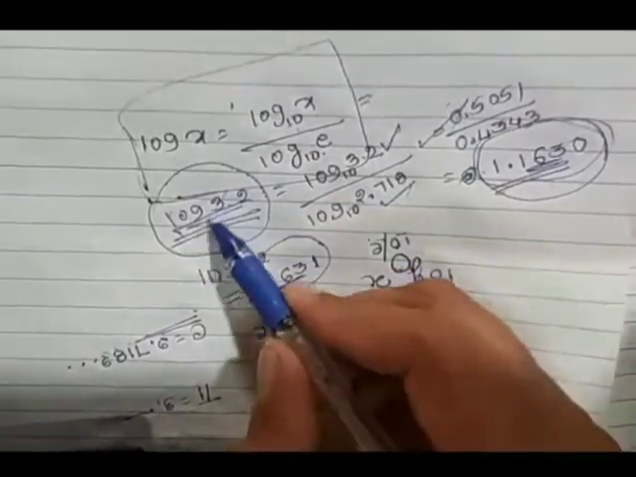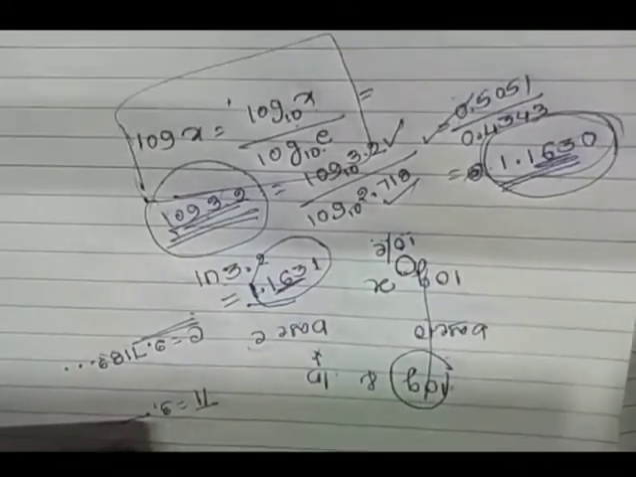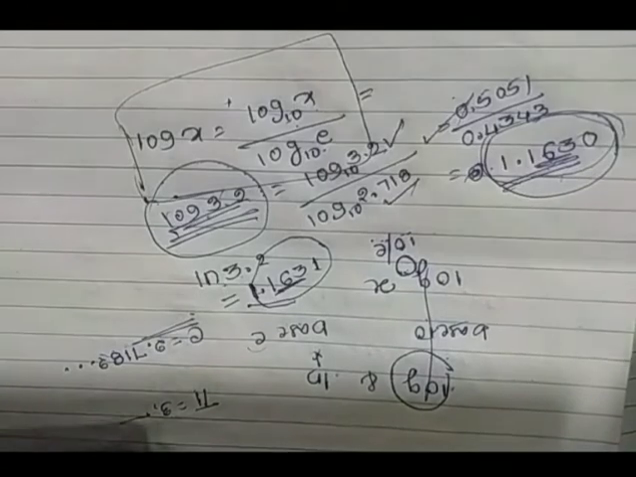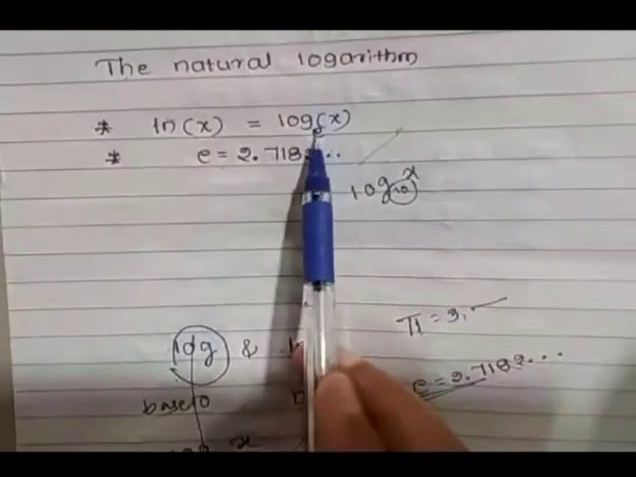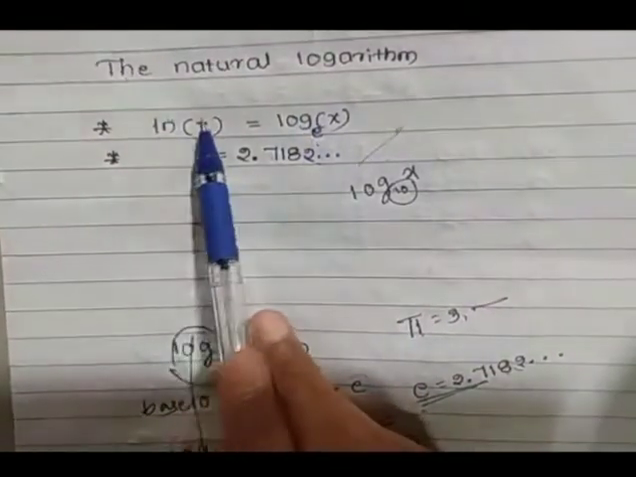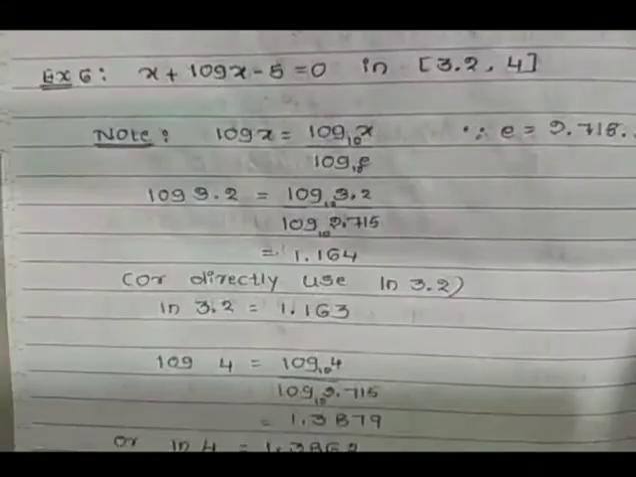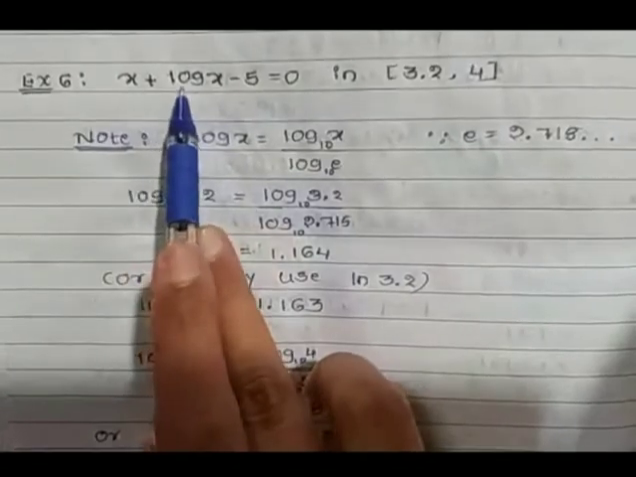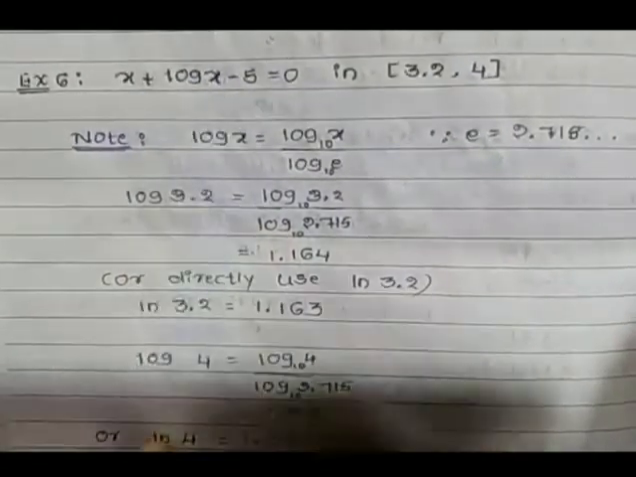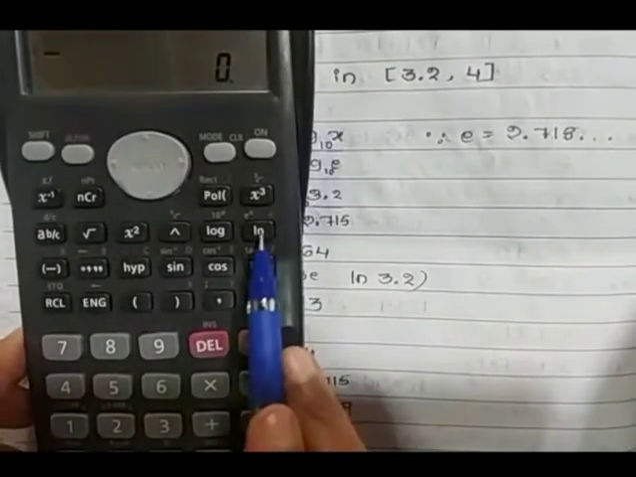So instead of using this particular concept, directly we can use ln, where ln is the natural logarithm. So just remember here, log x to the base e and ln x both are the same. Therefore, when I start solving this particular example, whenever log x is there, I will use this ln button.